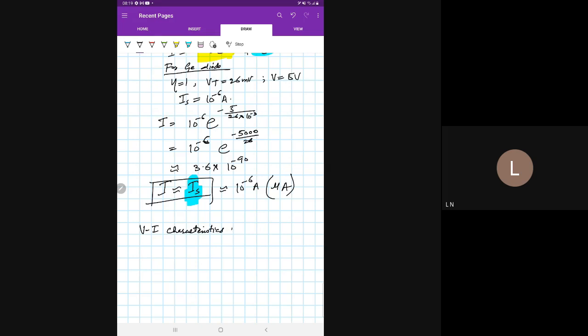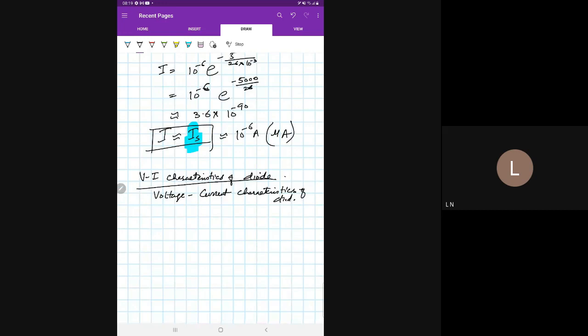Characteristics of diode. VI characteristics are known as voltage current characteristics. Voltage current characteristics of a diode. Here in VI characteristics, the first parameter, that is the voltage, is plotted on the x-axis, and the second parameter, that is I, is plotted on the y-axis.